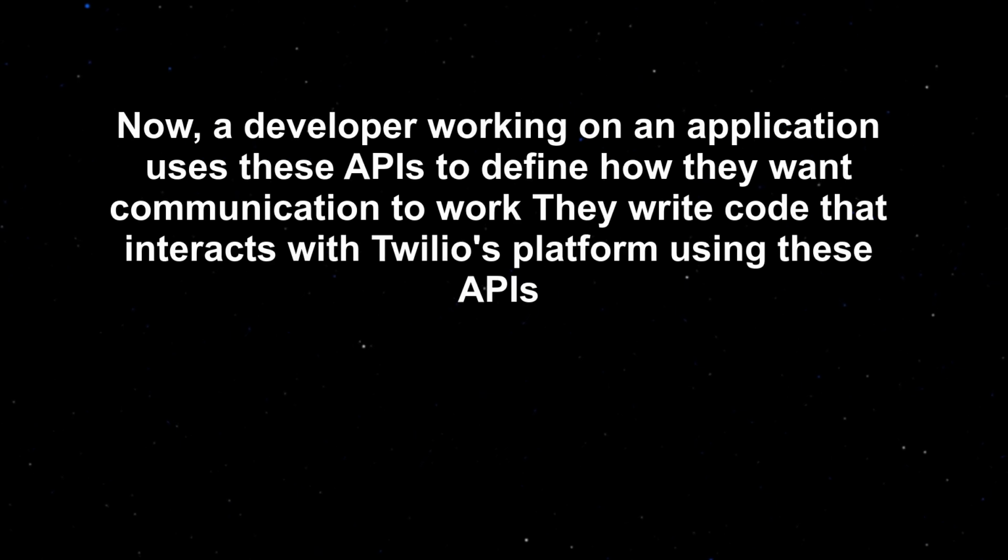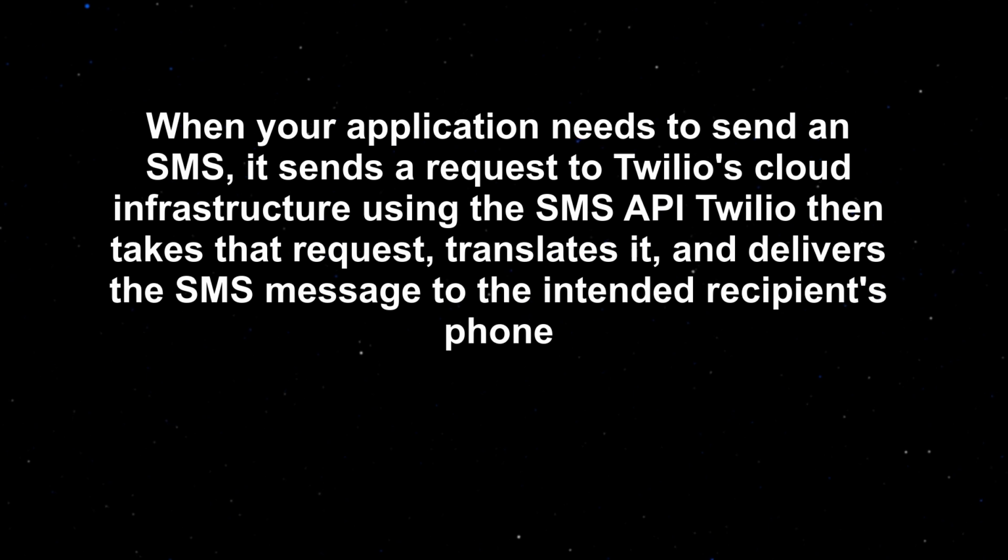Now, a developer working on an application uses these APIs to define how they want communication to work. They write code that interacts with Twilio's platform using these APIs. When your application needs to send an SMS, it sends a request to Twilio's cloud infrastructure using the SMS API. Twilio then takes that request, translates it, and delivers the SMS message to the intended recipient's phone.